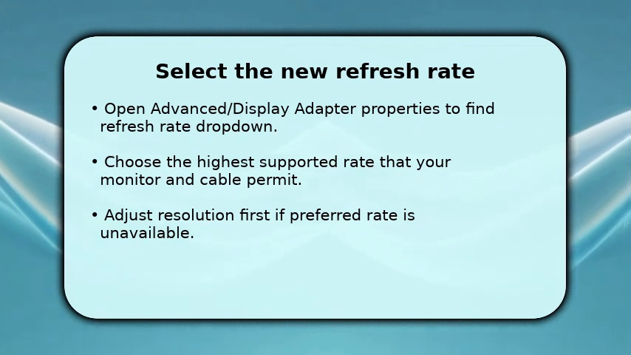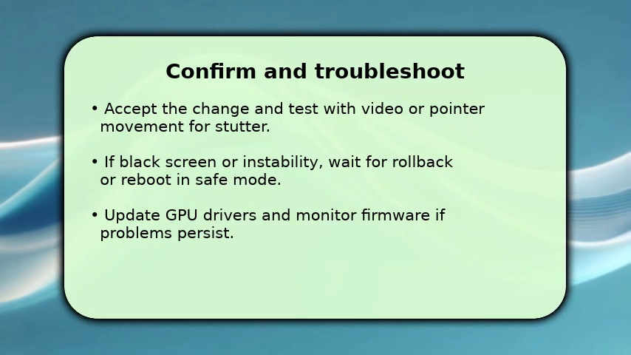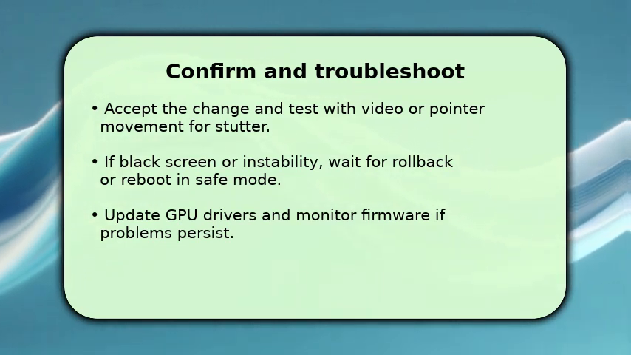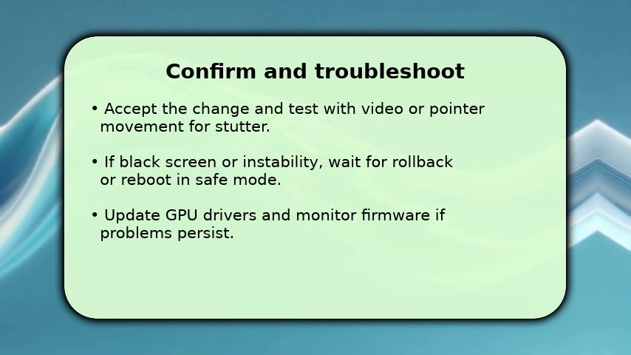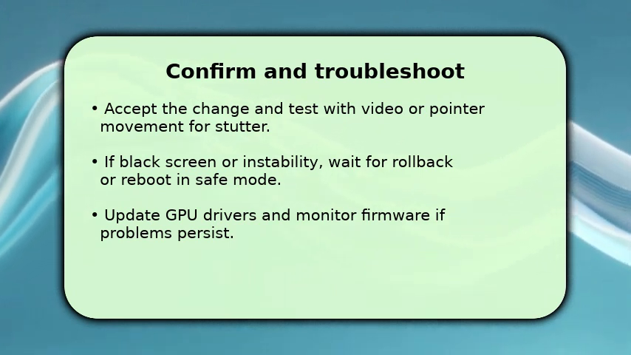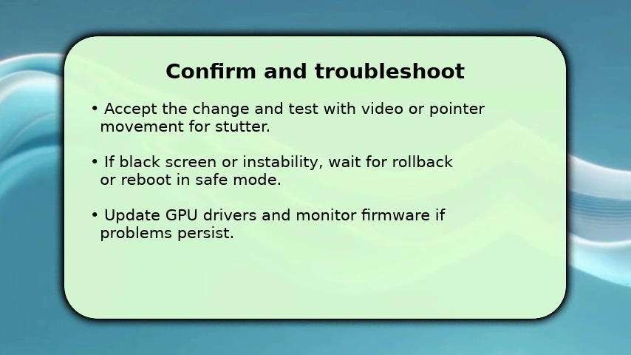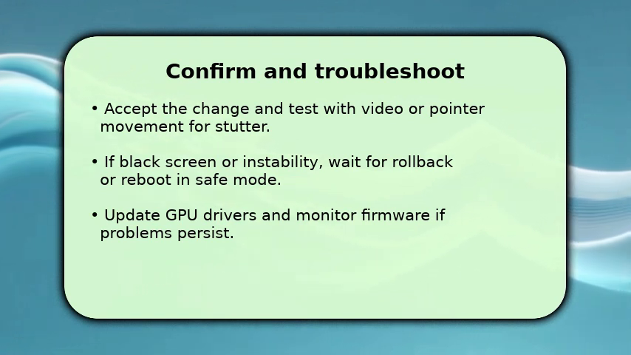You finish by confirming the new rate and testing visual smoothness. Move the pointer and play a clip to detect stutter. If the display stays black or unstable, wait for the system rollback timer, then reboot and retry with a lower rate. Once stable, update GPU drivers and monitor firmware to prevent recurrence.